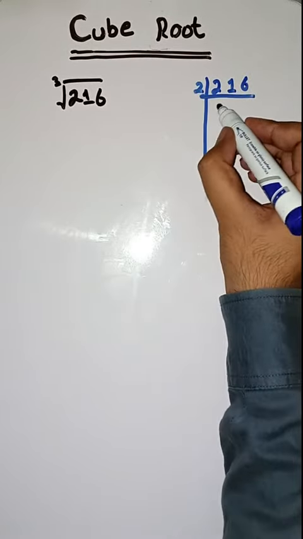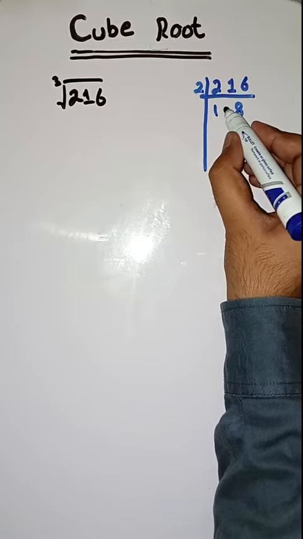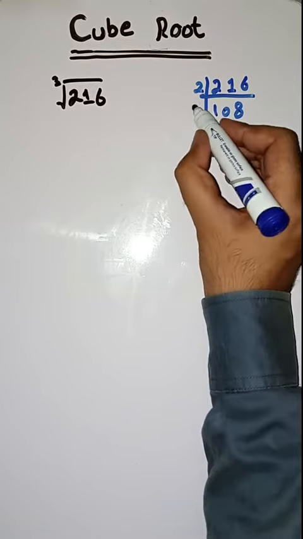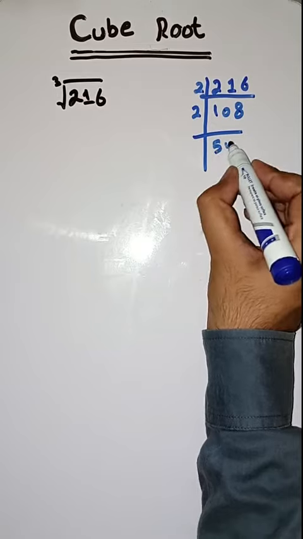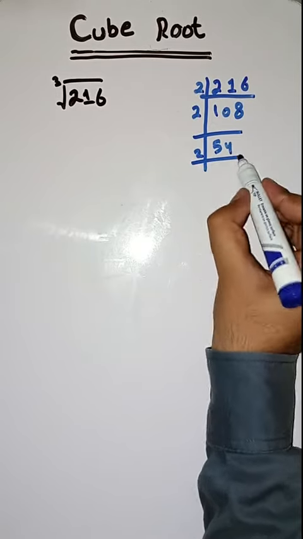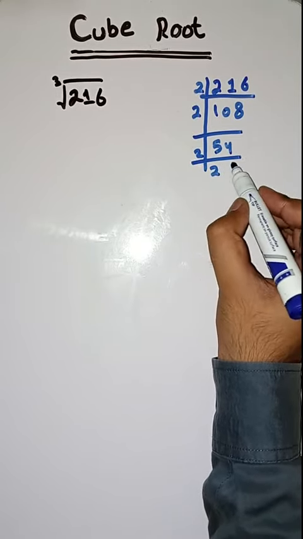Even number, so we start with 2. 2 ones are 2, 2 eights are 16. We put a 0 in between. Again with 2, 2 fives are 10, 2 fours are 8. Again with 2, 2 twos are 4 and 14, 2 sevens are 14.